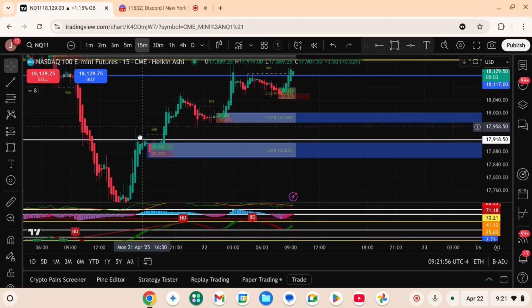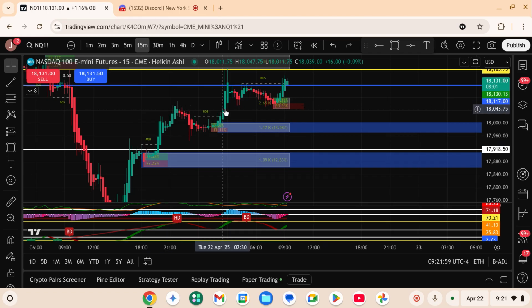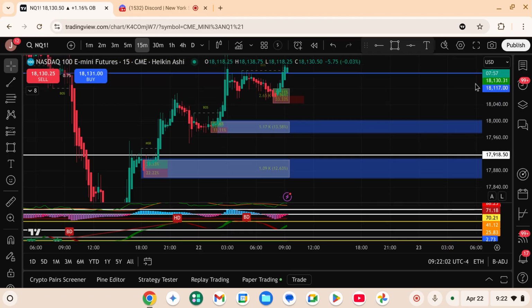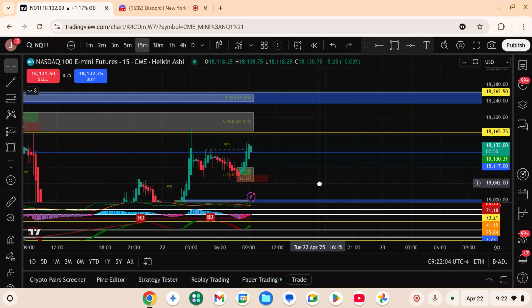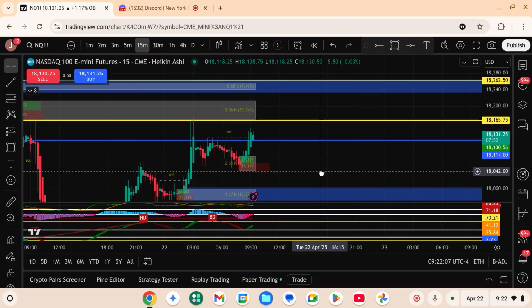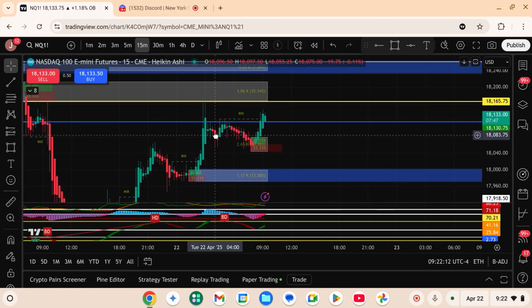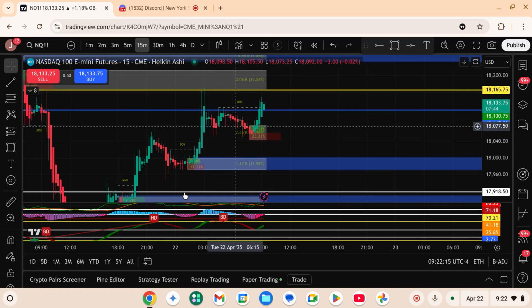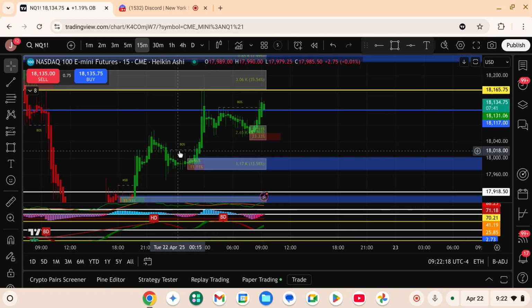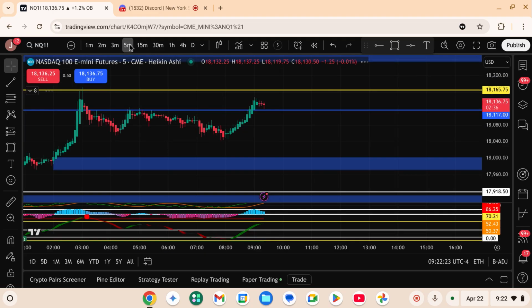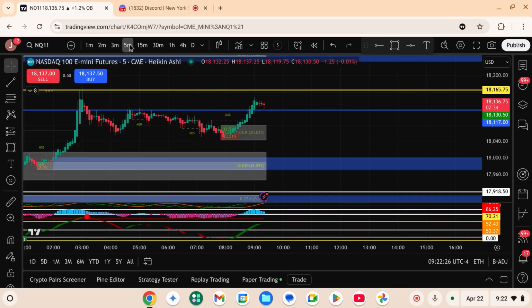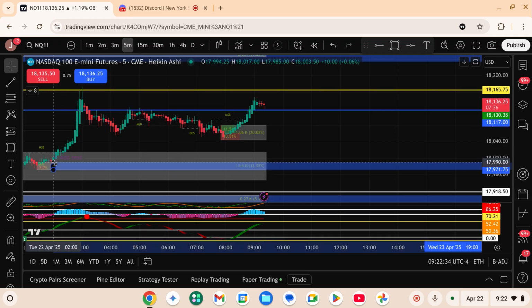And that's the 15. Yeah, we're more than likely gonna be looking for longs. All the structure is bullish. So now let's look at the 5 minute. Let's bring that down to here.